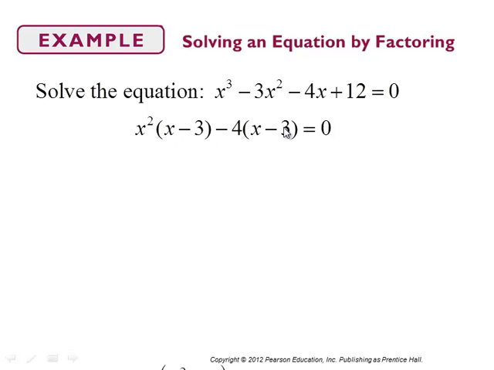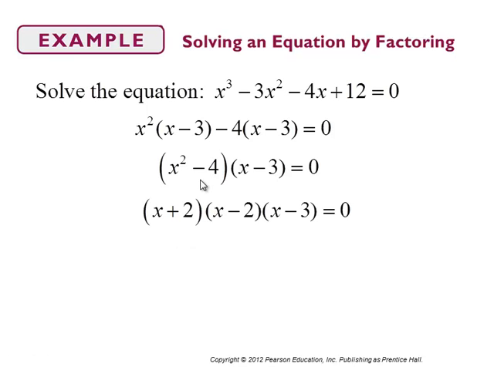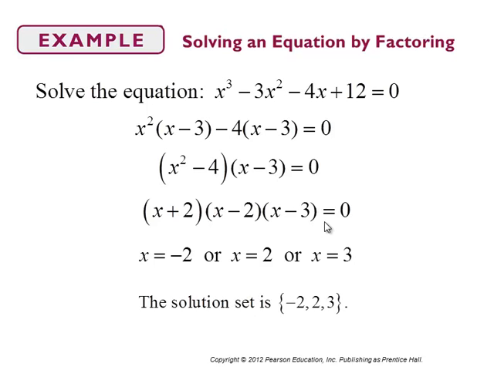That's a good thing. Now you can factor out that x minus 3, leaving you with an x squared minus 4, which, by the way, you can factor. So now you have three binomial factors, and you can set each of them equal to 0 and solve for x. Okay? So now you have your solution set.